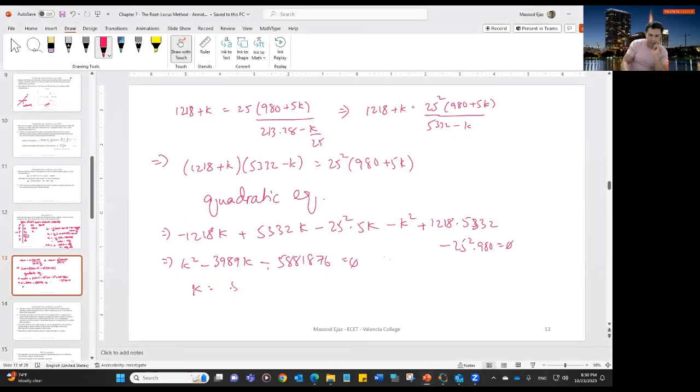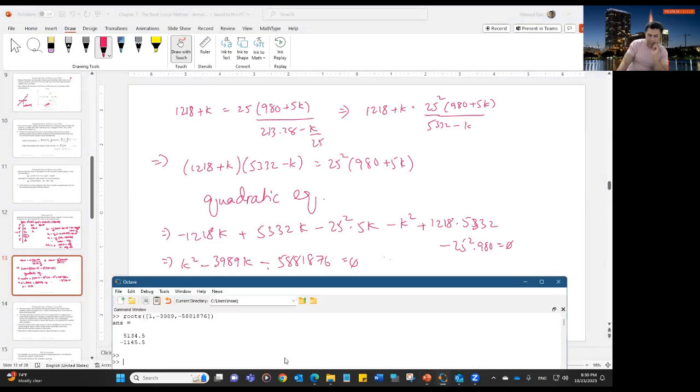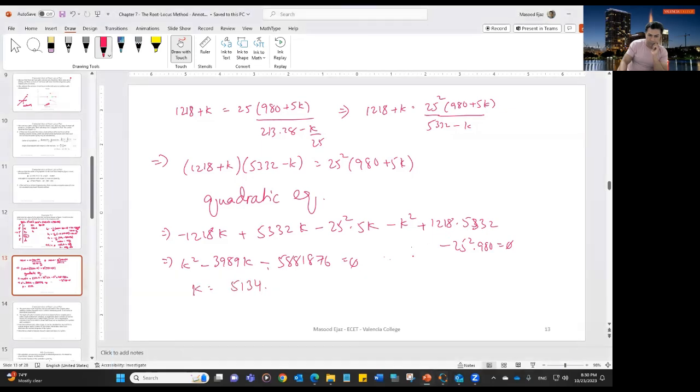A is equal to 513. I don't know if the value is correct or not. I may have made a mistake or something. But if everything is correct, then 5134.5 is a probable value, since the other value of k is negative.